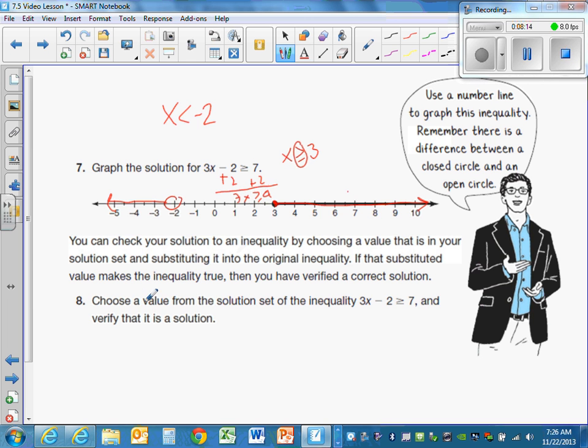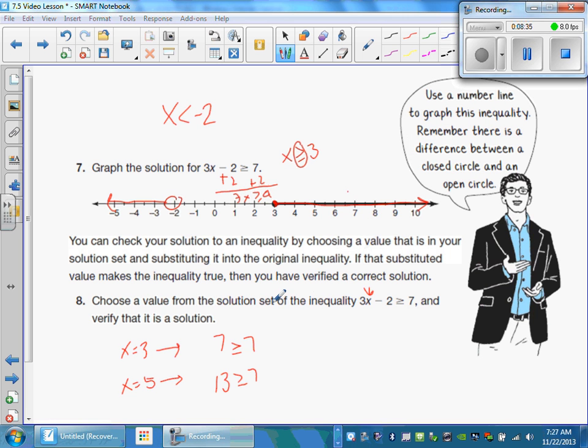So 8 wants you to choose a value from the solution set. So again, any of these numbers bigger than 3, plug it in for x, and verify that it is a solution. So go ahead and try number 8 on your own, and then press play.